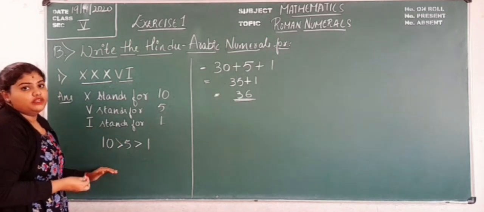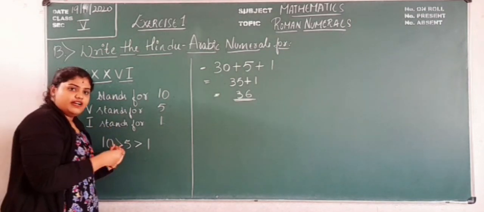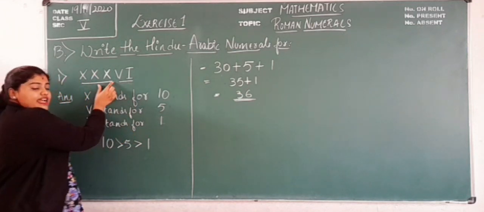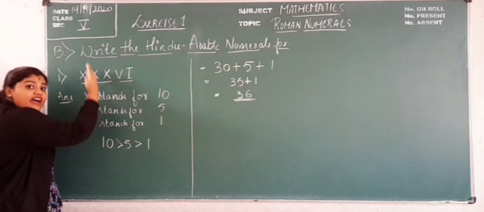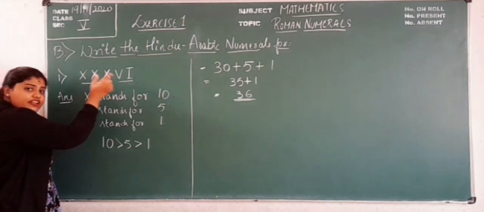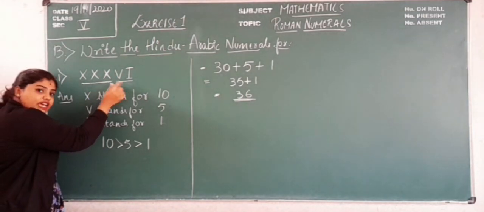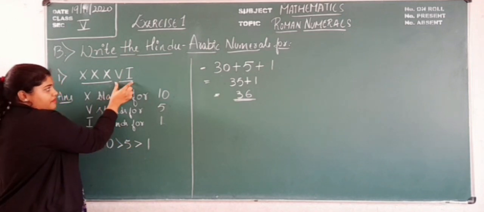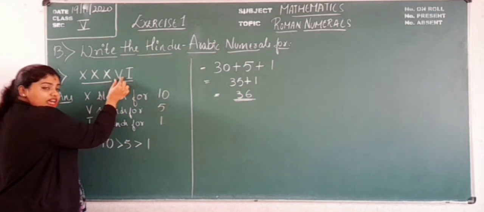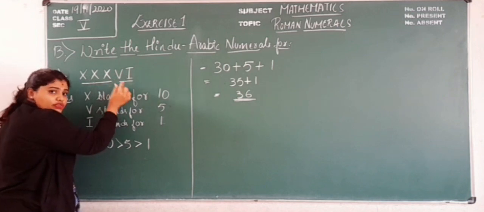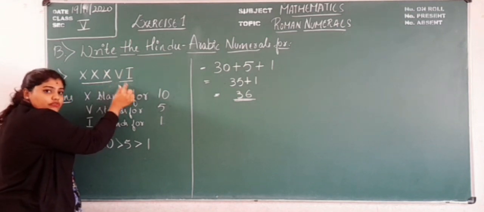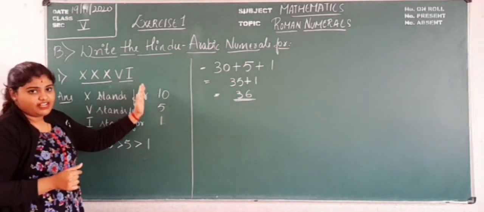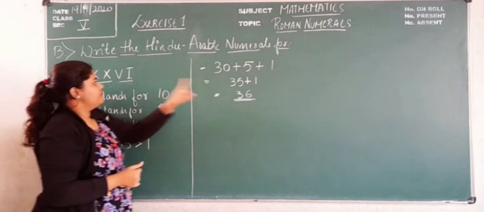We also know the rule that if we write a smaller value symbol after the greater value, it is addition. Here we are writing a smaller value symbol after the greater value. 10 is greater than 5, and we are writing 5 after 10, so we have to add. Next, if you compare v and I, 5 is greater than 1, so again a smaller value symbol after a greater value means addition.